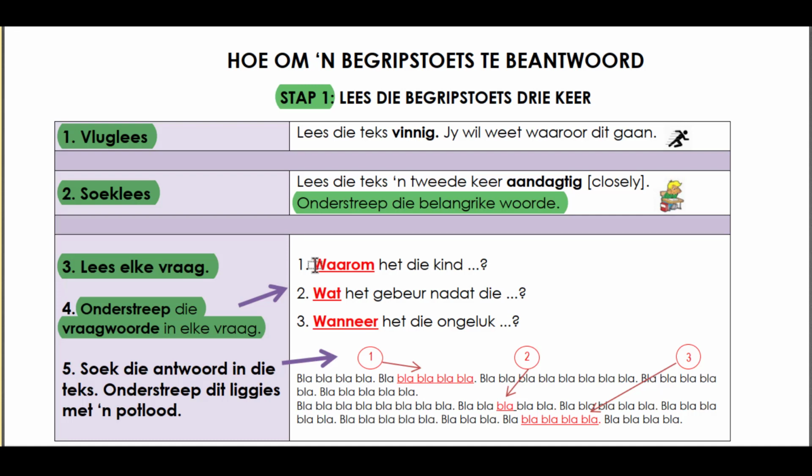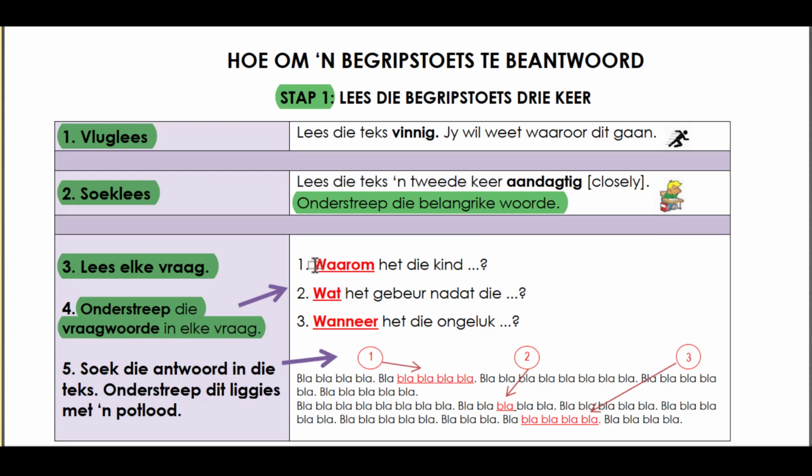So waarom het die kind? Why did the child do something? And you know that you need to respond to why. You need to go and look for a reason in the passage. Wat het gebeur nadat? What happened after? So now you know you need to look for an event. Wat? So you're going to look for an event in the passage. Wanneer het die ongeluk gebeur? When did the accident occur? So wanneer, you are going to look for a date.